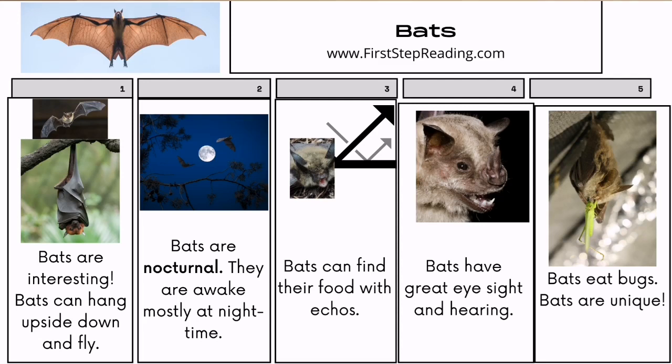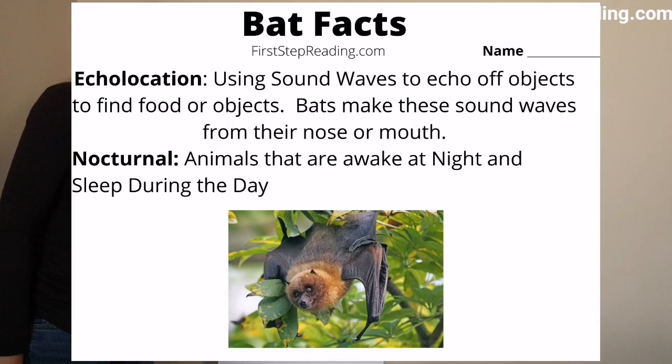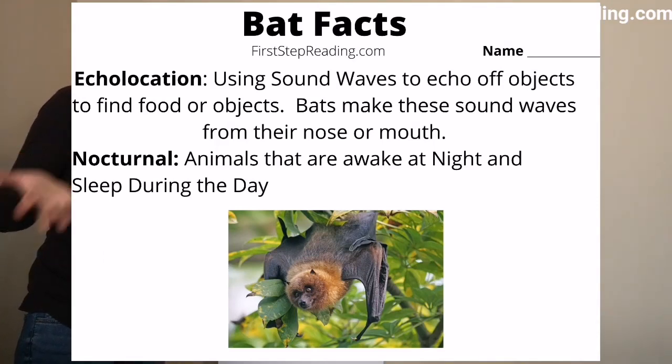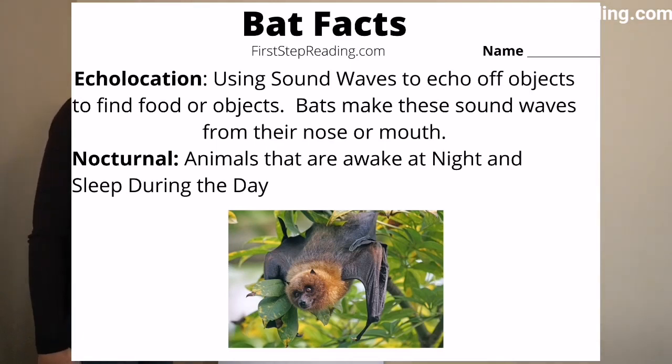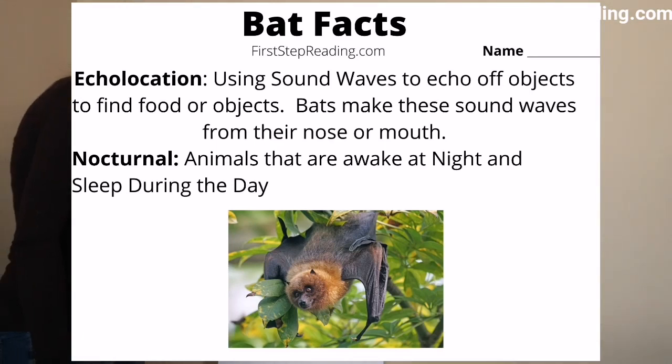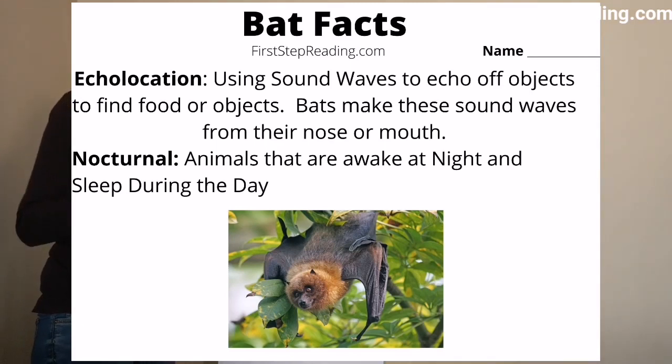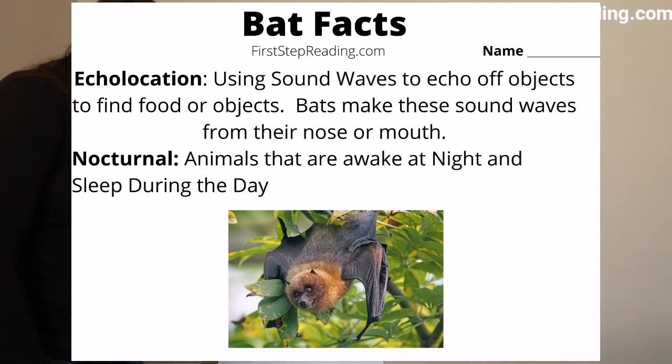Bats are unique. Unique means different, right? They're different than most animals. So the word echolocation means using echoes to find things. And certain animals like bats and dolphins and whales, they can use echolocation to find things, to find their way. They use echoes, the sound bouncing off of things, to find objects.